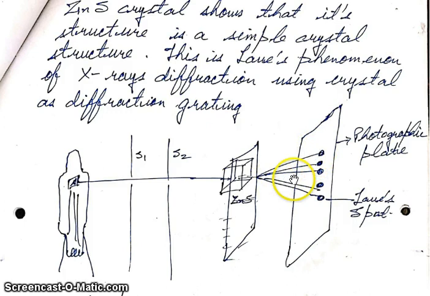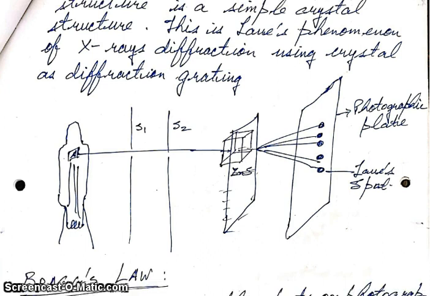there are fine dark and bright spots on a photographic plate. This photographic plate is exposed for a long time. These spots are called Laue spots, and the arrangement is called the Laue arrangement, or Laue pattern. This complete phenomenon is called the Laue phenomenon. Or you can say here, the zinc sulfide crystal shows that its structure is a simple crystal structure. This is the Laue phenomenon of X-ray diffraction, using a crystal as a diffraction grating, right? So this is the complete diagram for the production of Laue spots, or Laue pattern.